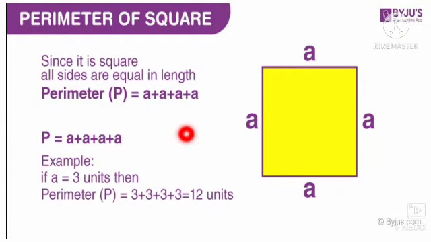So children, we know that for the perimeter of a square, since all sides are equal in length, say A. Then what is the perimeter of a square? Yes, A plus A plus A plus A, the length of the four sides. So it is equal to 4A. Example, if A is equal to 3, then what is the perimeter of the square? Yes, 4 into 3 is equal to 12 units, or you can add 3 four times.